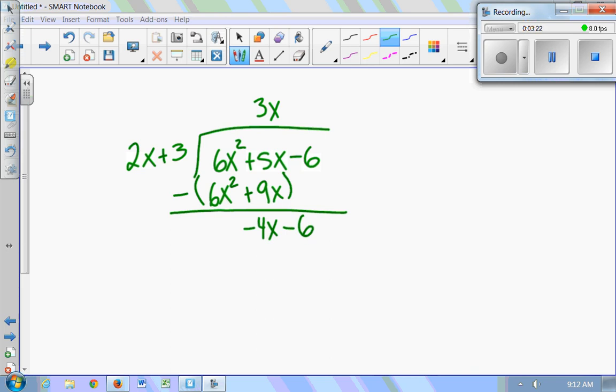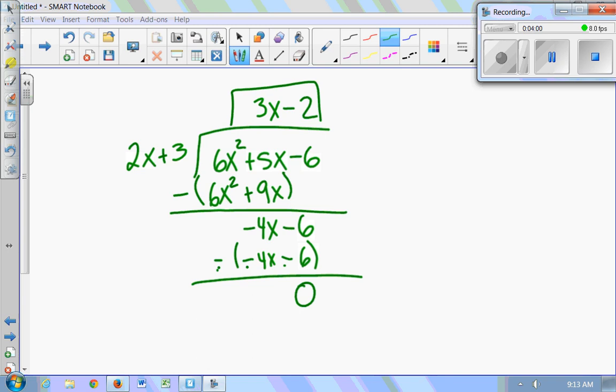And then we start the whole procedure again. You ask yourself, 2x times what would give you negative 4x? Close. Negative 2. Negative 2 times 2x is negative 4x. Negative 2 times 3 is negative 6, and you subtract. Negative 4x minus negative 4x is 0. Negative 6 minus negative 6 is 0. So now that we have a remainder of 0, we know we're done. And my answer is 3x minus 2.